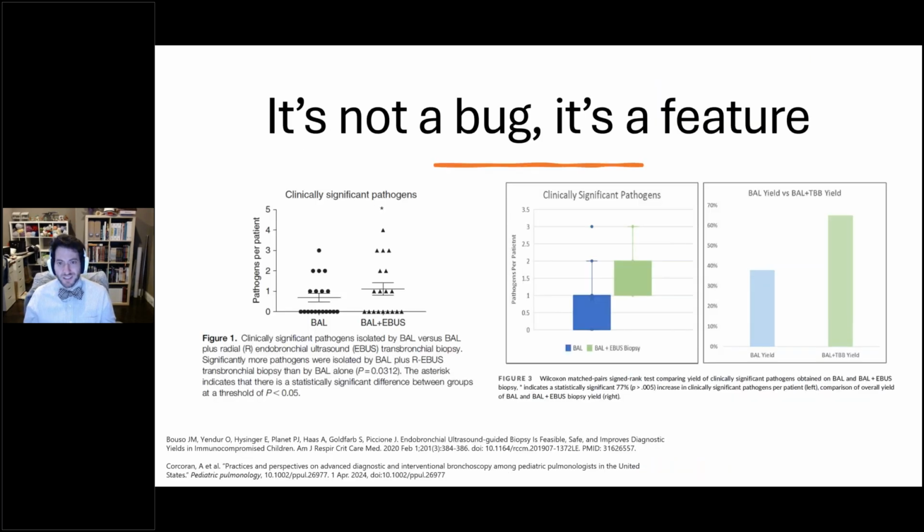And frankly, this is not a bug, it's a feature. When they're talking about the use of advanced bronchoscopy in children, their biggest question is how do I increase my microbiologic yield in patients who really need it?